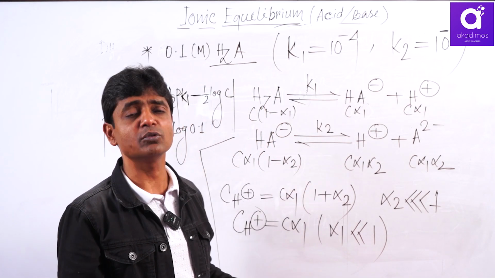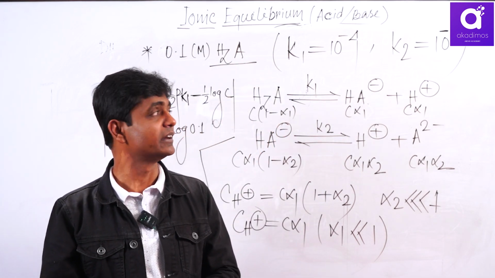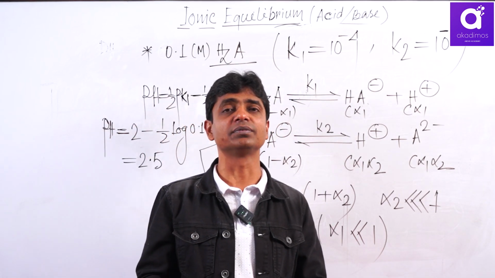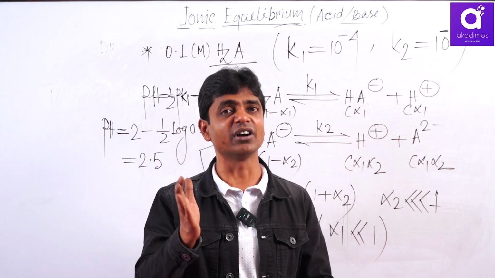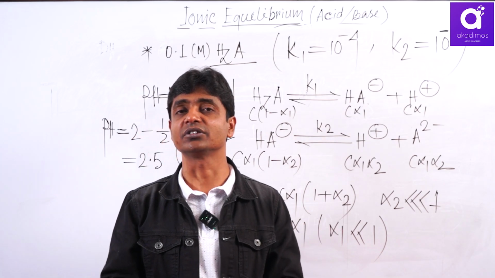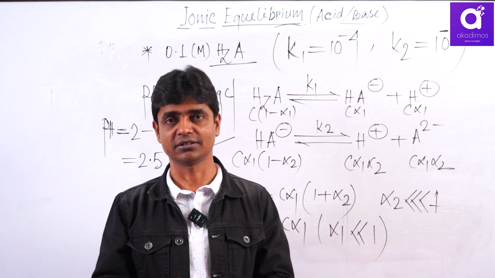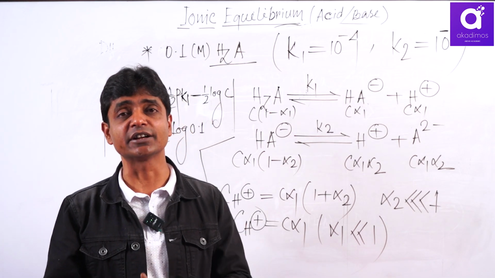So by using the concept of weak acid in water or weak base in water, you can easily get the pH of a weak acid as well as its salt, and the pH of a weak base as well as its salt. You don't have to remember multiple formulas. Simply you will get pH and pOH.